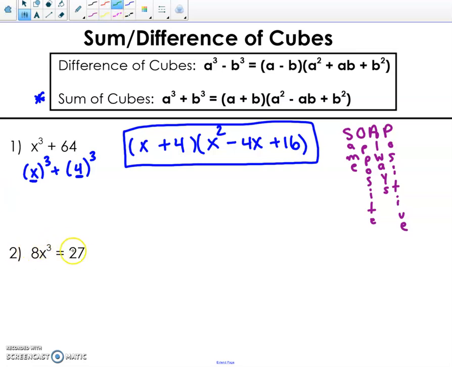All right, for number 2, we do see an equal sign, so we have to set it to 0 first. So I'm going to minus 27.